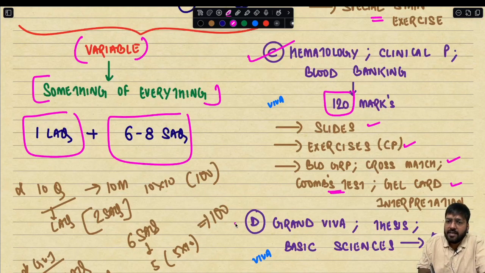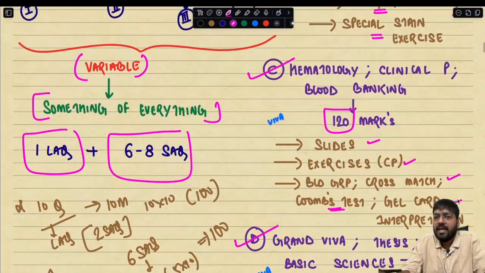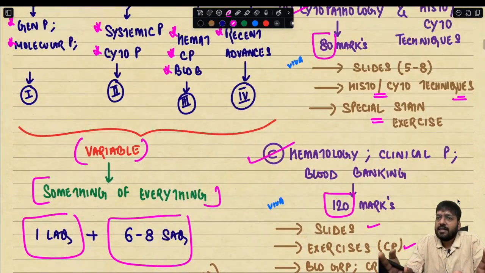And lastly, you will be having something called the grand viva or the thesis, as well as the viva on the basic science, which will carry approximately 50 marks. Among them, you will also have something called micro teaching.